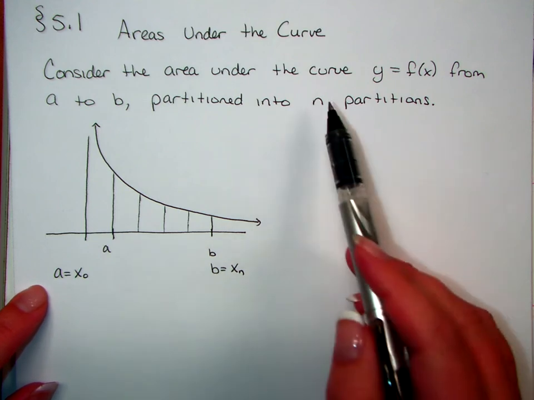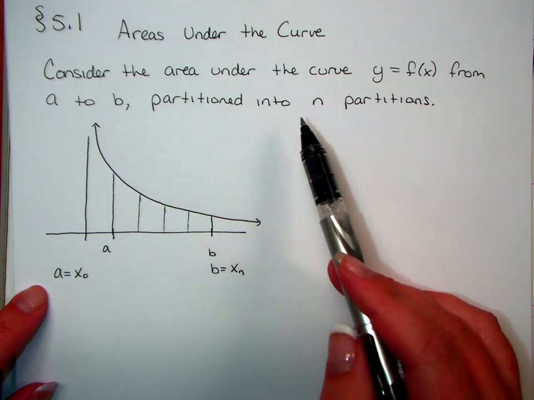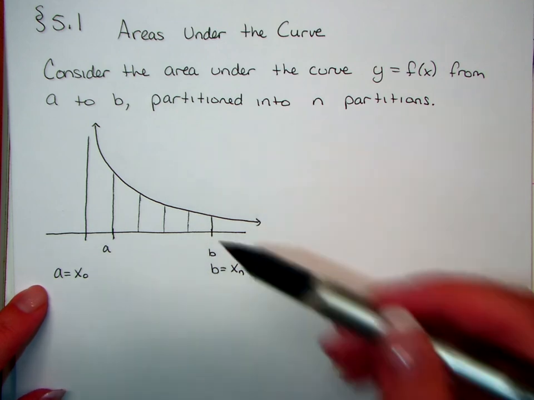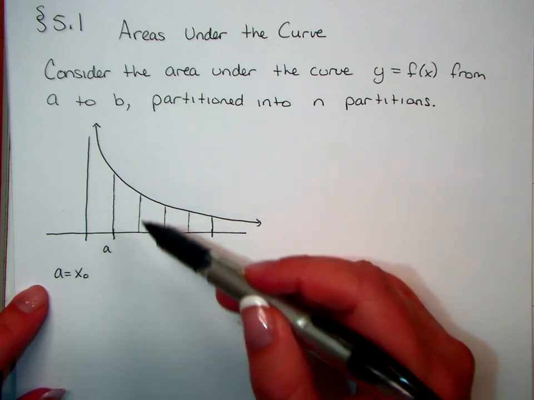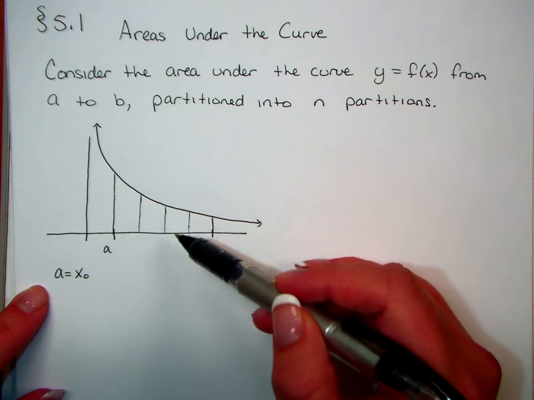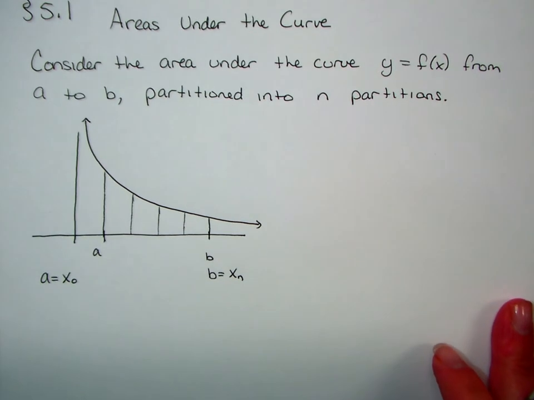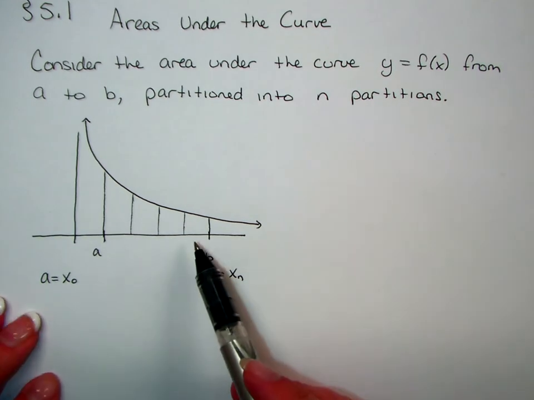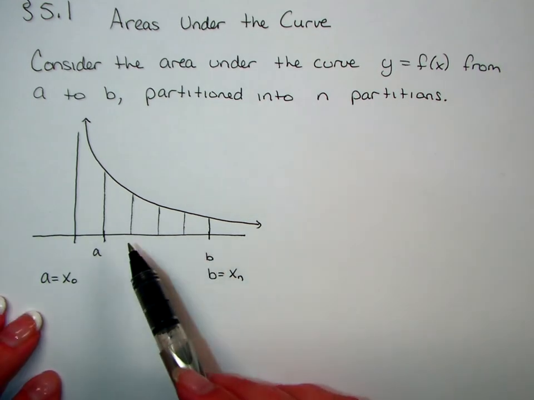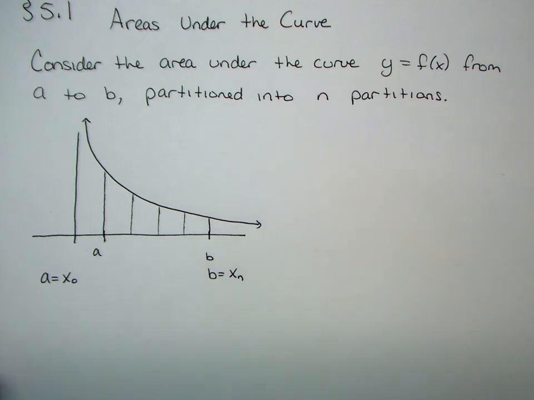All right, so we're going to consider the area under the curve from A to B partitioned into N partitions. So I have drawn a curve from A to B, but I've only partitioned it 4 times because I don't want to get too detailed here. But the more rectangles we have, the higher the value of N, the more accurate our estimation is going to be of the area under the curve, right?